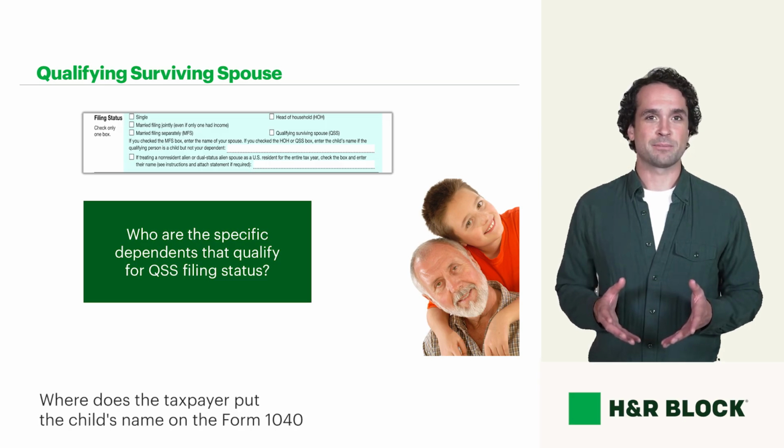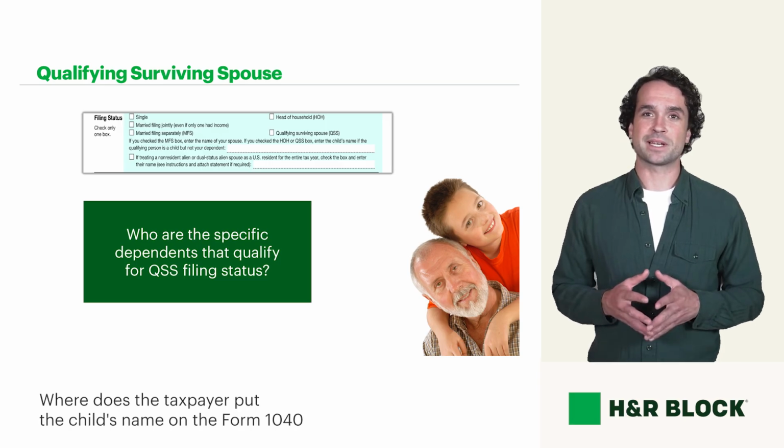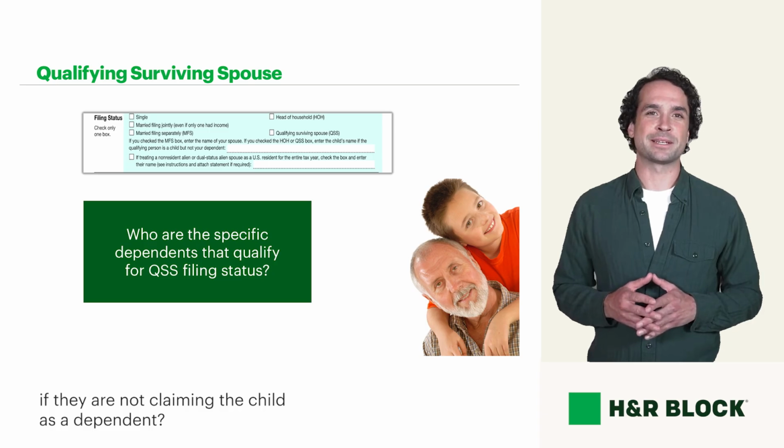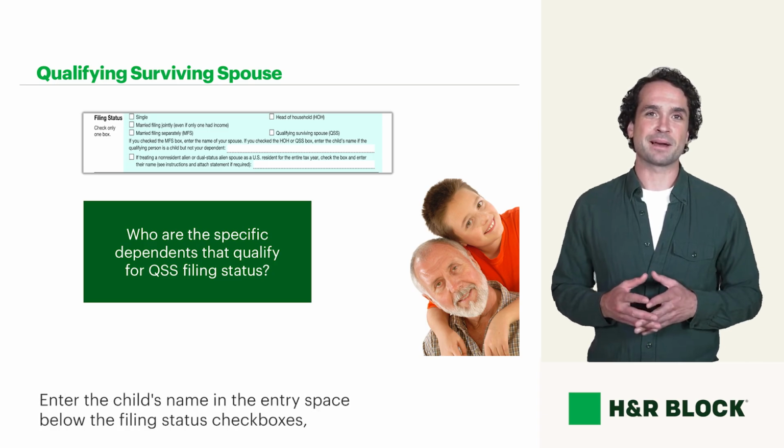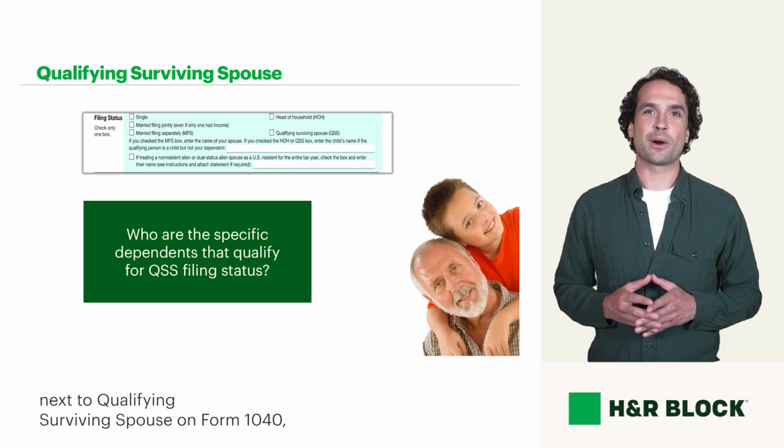Where does the taxpayer put the child's name on the Form 1040 if they are not claiming the child as a dependent? Enter the child's name in the entry space below the filing status checkboxes next to qualifying surviving spouse on Form 1040.